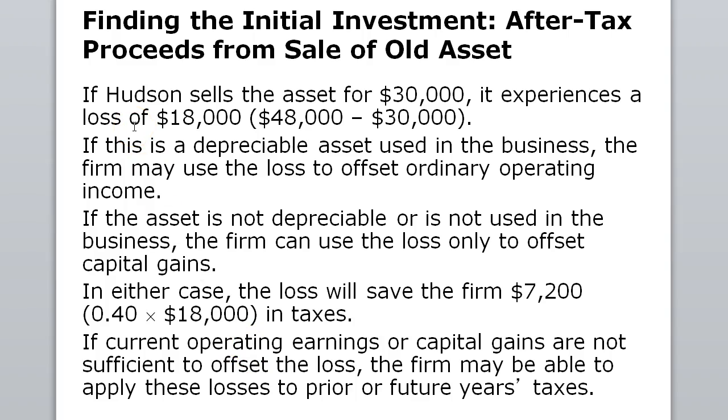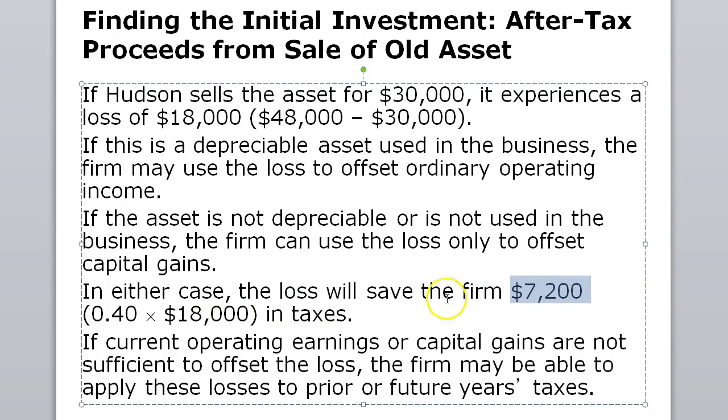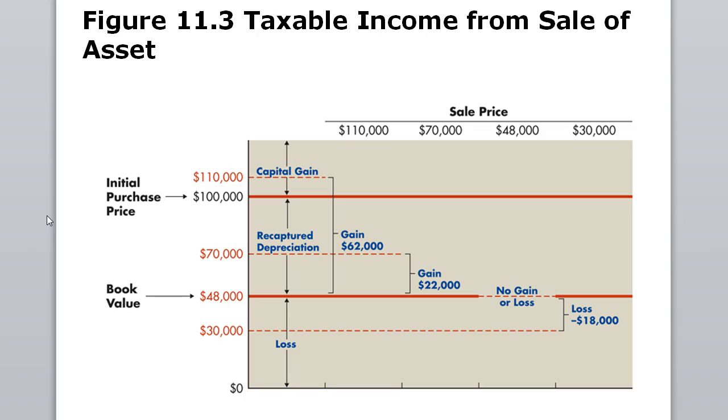So let's think about, what if they sold it for $30,000? So it has a loss of $18,000. So it's a $48,000 book value, and we sold it for $30,000. So now we have a loss. So we would get a tax credit or tax savings off our regular income of $7,200. So basically, we sold it for less than the book value, and we can basically think of it as a tax credit. And you may be able to apply these losses to future years if you don't have enough income in the current year to offset it.